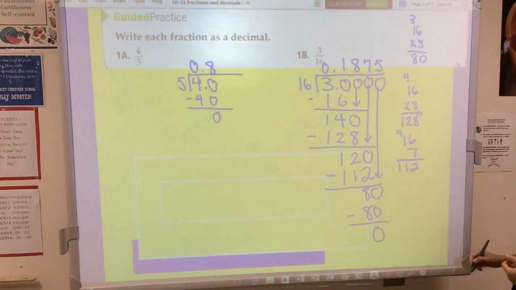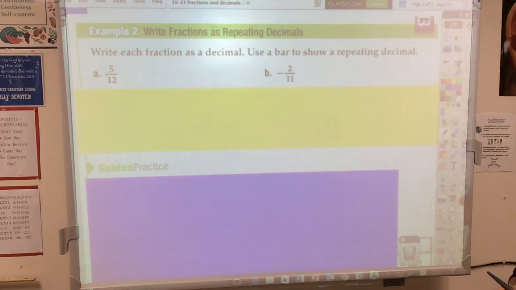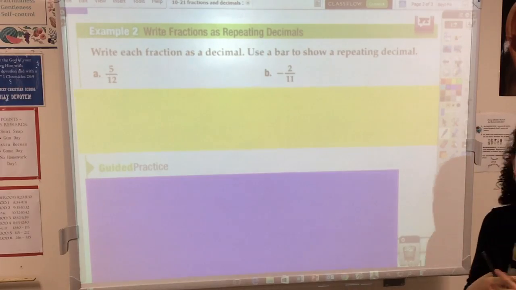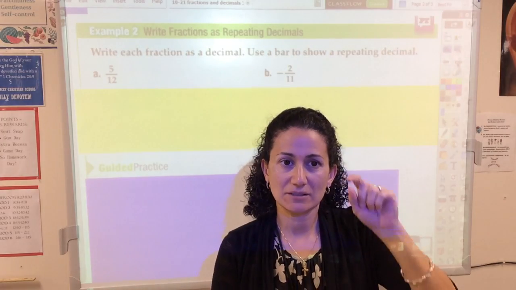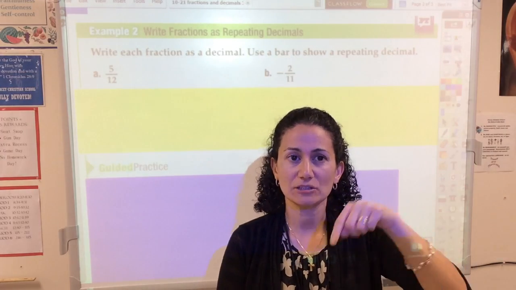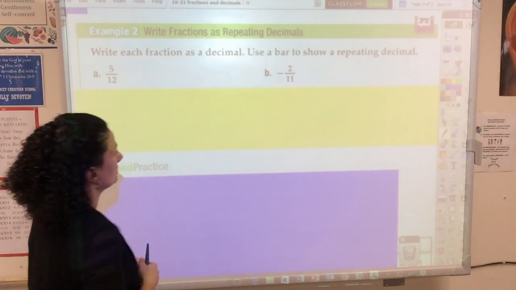All right, let's look at some more examples of writing fractions as a decimal. Sometimes the decimals do not terminate. Sometimes they repeat. That means the numbers keep on going and going. Let's look at some examples. Make sure you're writing these down.